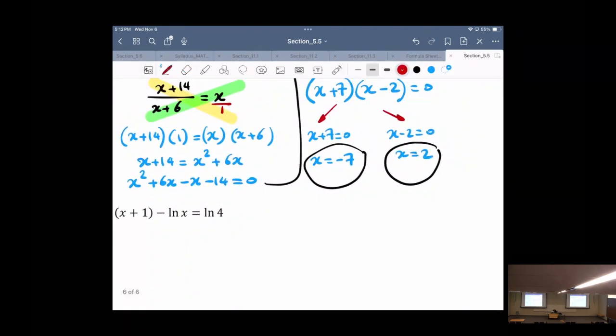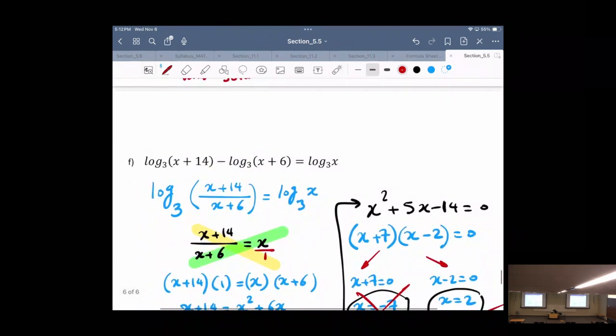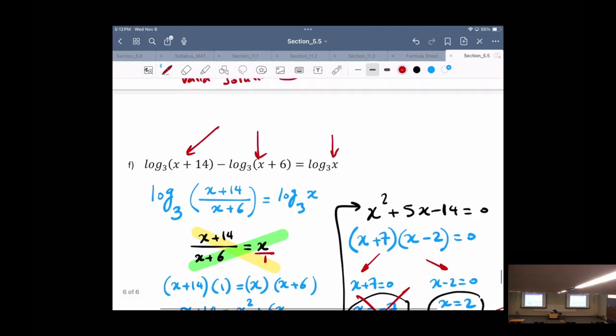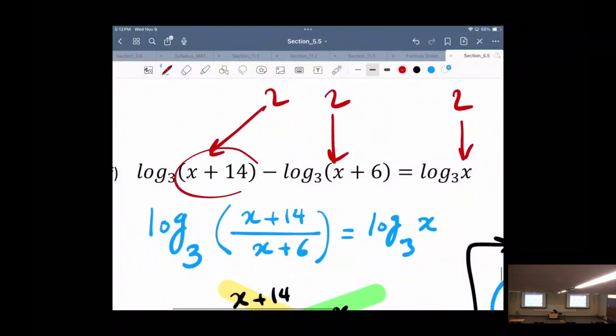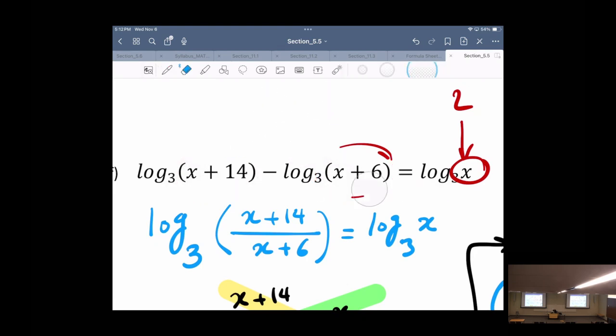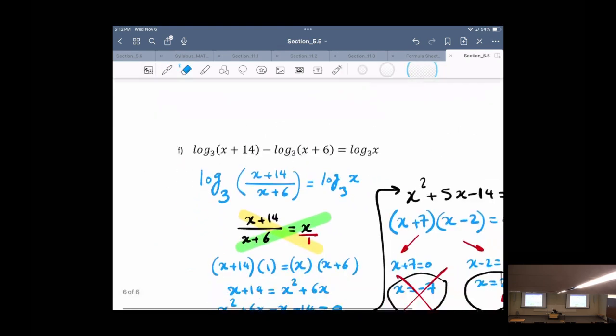In other words, we're saying that negative 7 is not in the domain of those functions that we have. So that's not acceptable. But if we put x equals 2, you'll see that you get positive values in all these log expressions, right? If you put 2 there, you get log of 16 in here, you get log of 8 here, you get log of 2 to base 3 there. So it'll work out. Okay? So, like that.